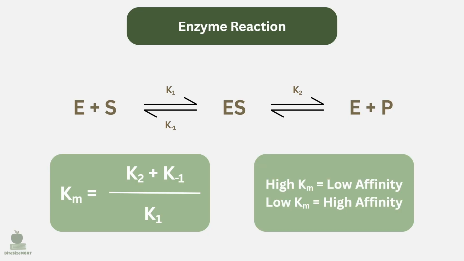If our Km is high, that means the rates of dissociation are higher than the rates of association. As a result, this means that our enzyme has low affinity. On the other hand, a low Km means that our rates of dissociation are lower than the rates of association. This means that our enzyme has a high affinity. A high yield concept for the MCAT is that Km is inversely proportional to affinity.